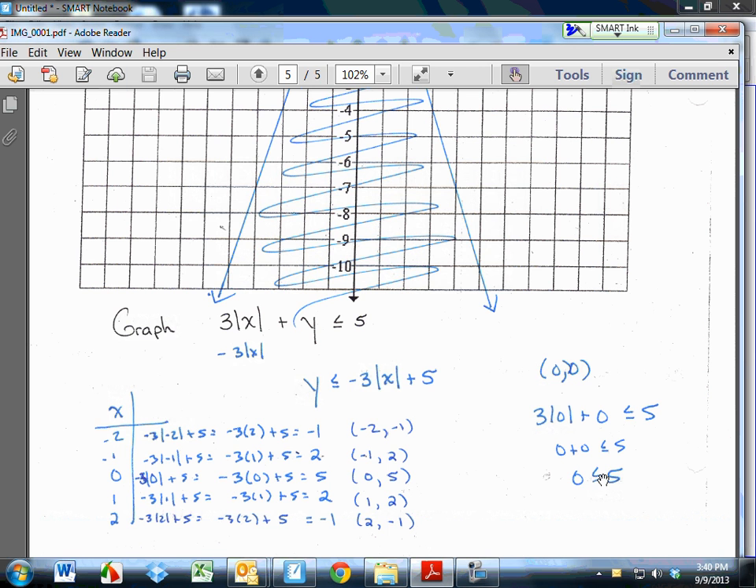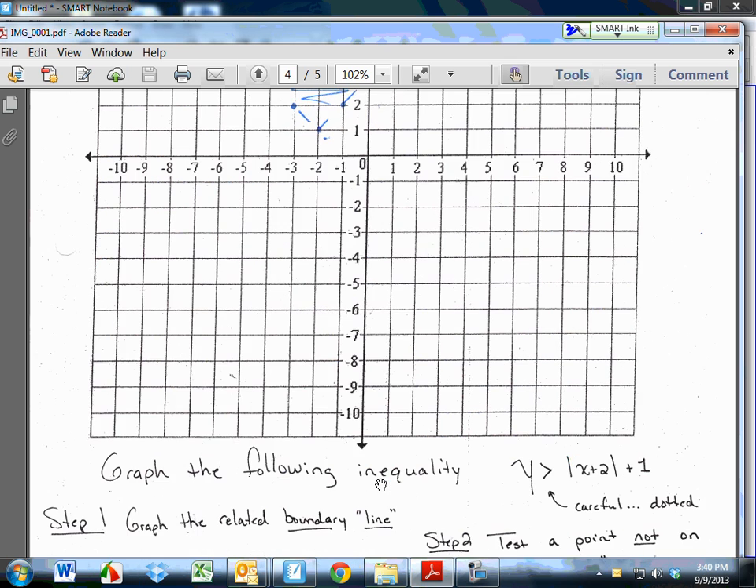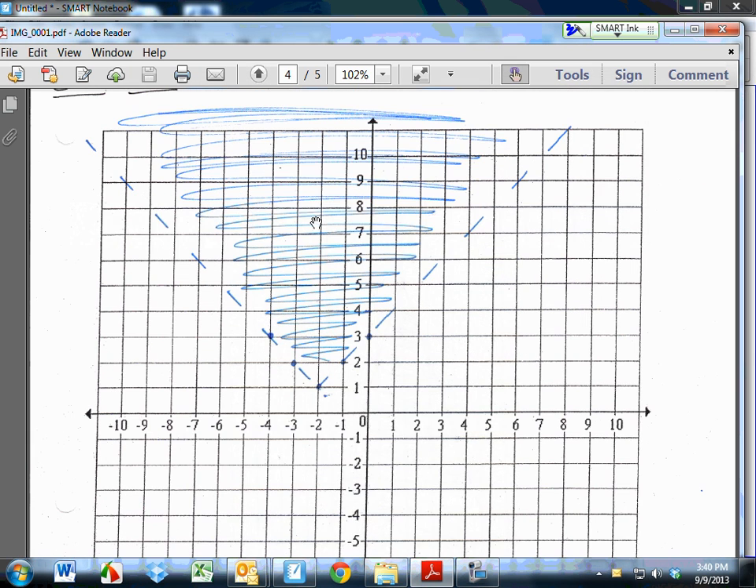So when we test points, we understand that we're shading this side because all those points work. So final questions. On this picture, does the point -1, 6 work? Yes, because it's shaded. Does the point -1, 2 work on this graph? And the answer is no, because it's on the line or on the V, but the V is dotted, which means points on the line don't work.